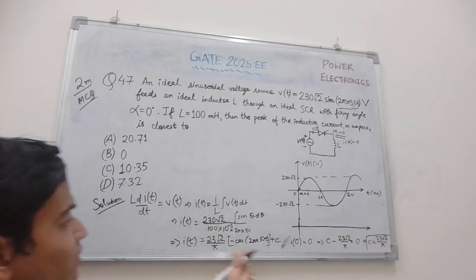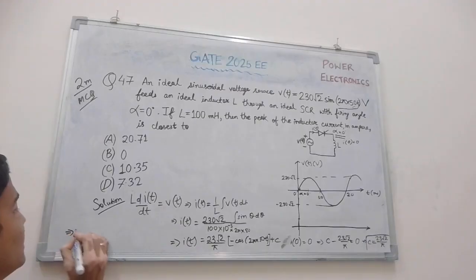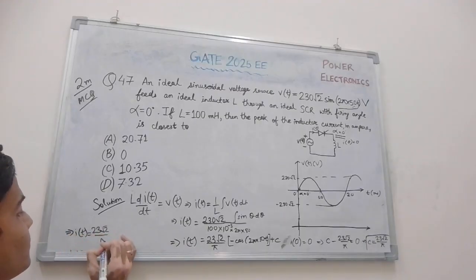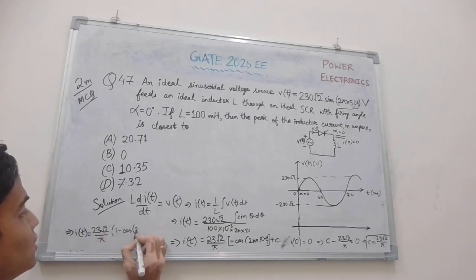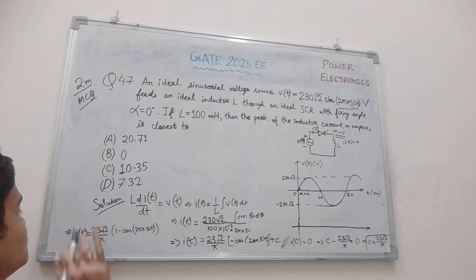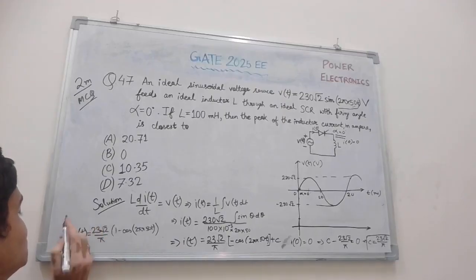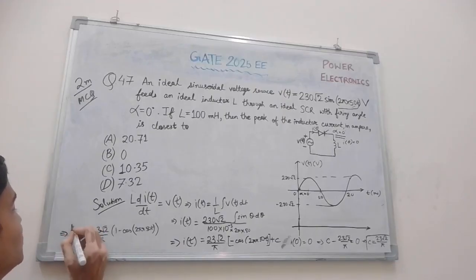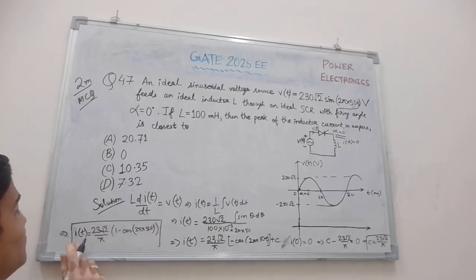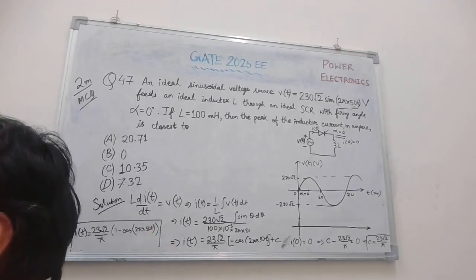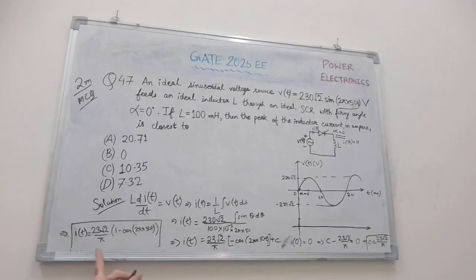So in the current equation, we put the value, we get i(t) equal to 23 root 2 by pi into (1 minus cos of 2 pi into 50t). Right, very easily we get this expression for the current. This is the expression for current: 23 root 2 by pi into (1 minus cos 2 pi into 50t).